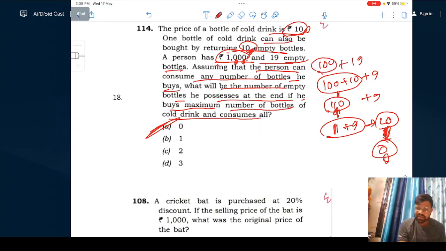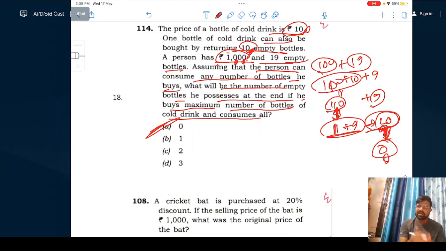See, 100 bottles he can buy from 1000 rupees, and 19 he has with him. So you can write it like this. Why am I doing it like this? Because anything that is a multiple of 10 here, he will be able to return. So 110 bottles, he will return them and get 11 bottles. Okay, and 9 bottles are there. When you add them, 20 bottles are there, and he will return them.